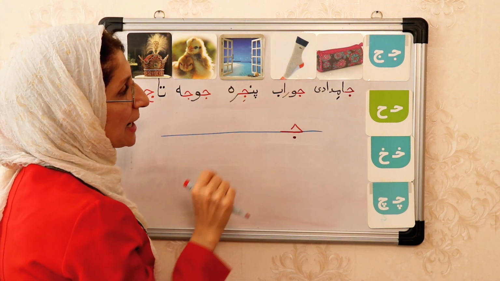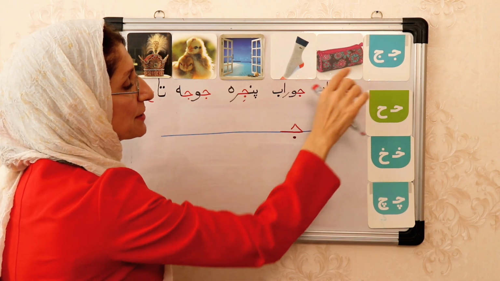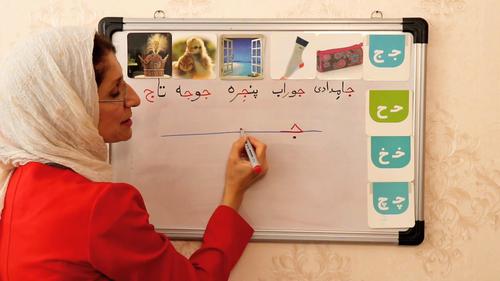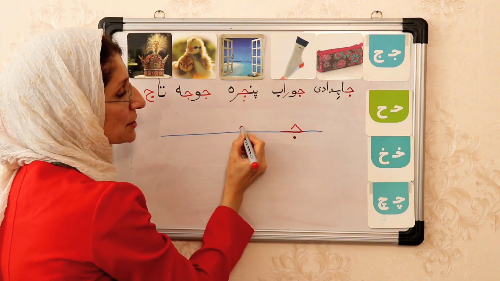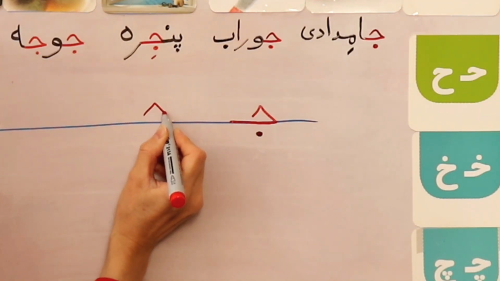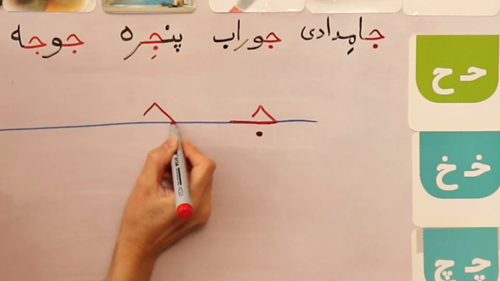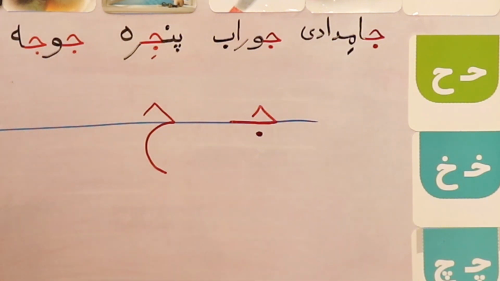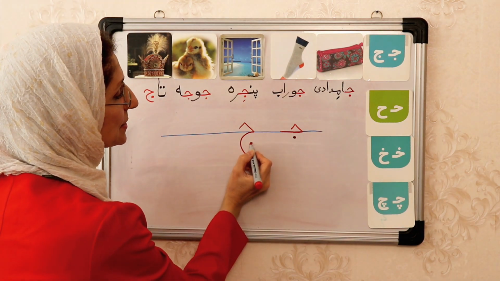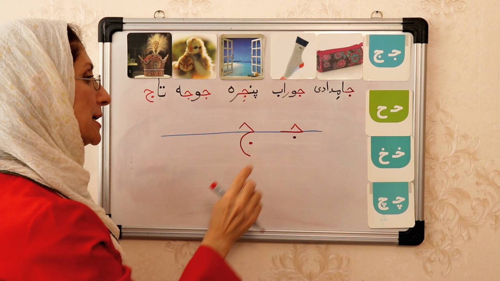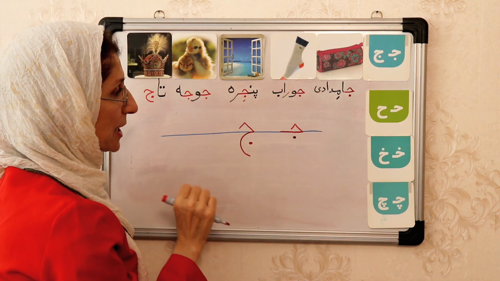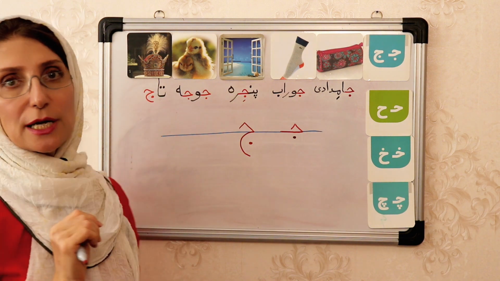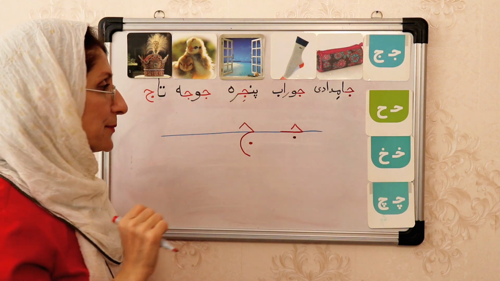And now the last, the second form, which is J آخر. Exactly the same. We start a little bit above the line. We start, go up, and a very beautiful triangle, and below the line a very nice curve here, and put the dots here in the middle. ج غیر آخر, ج آخر. You see ج آخر in the word تاج, crown in the Persian.